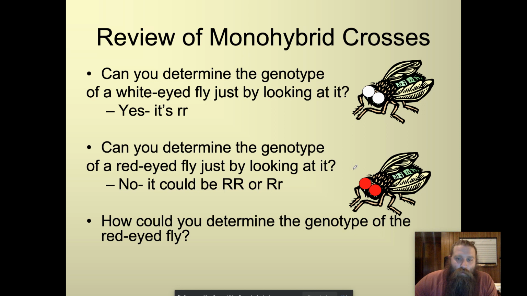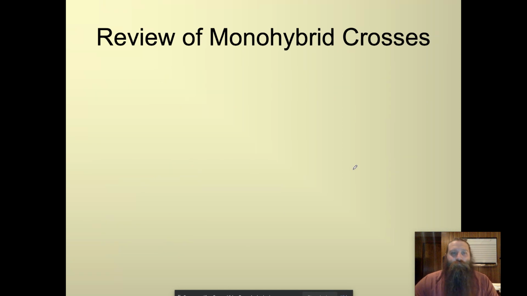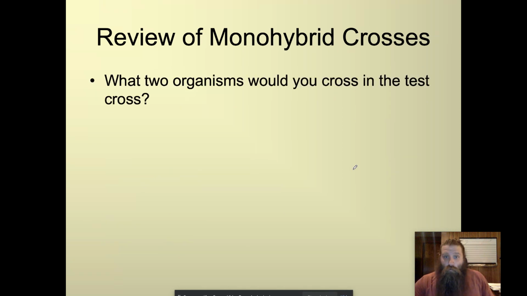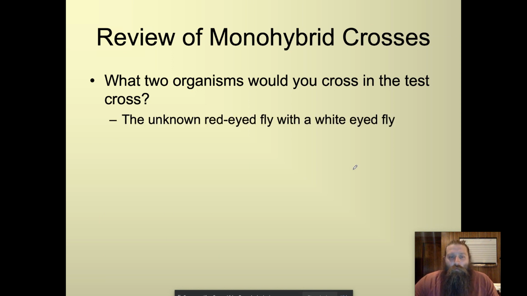So the question then becomes, how do we figure that out? Well, do a test cross. That's always the answer. If you're not sure of the alleles, do a test cross. If we wanted to do that test cross, you would definitely want to cross the unknown red-eyed fly with a white-eyed fly. We want to use the recessive because we absolutely know its genotype.